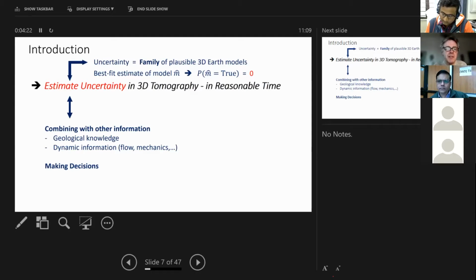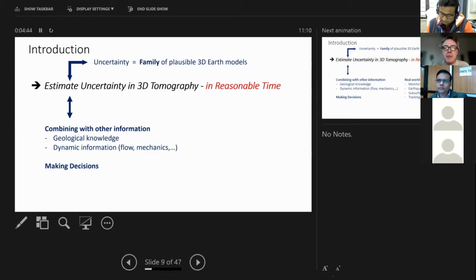As a result, and also for making decisions, we have to have uncertainty if we want to make evidence-based decisions, because again, we need to weight the evidence with its relative certainty, if you like. So that's going to be the goal.